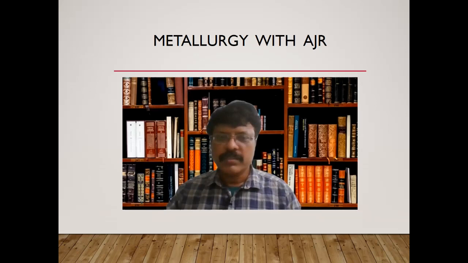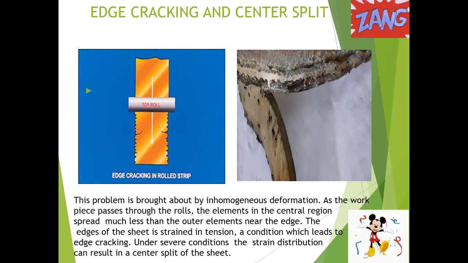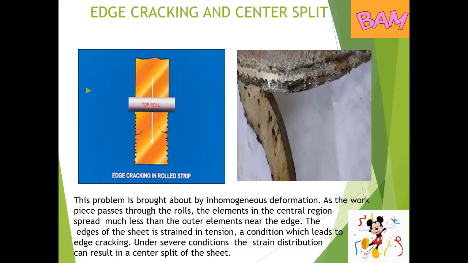Here I am going to discuss the various rolling defects which occur in the rolling process. Edge cracking and center split. This problem is brought about by inhomogeneous deformation. As the workpiece passes through the rolls, the elements in the central region spread much less than the outer elements near the edge. The edges of the sheet are strained in tension, a condition which leads to edge cracking. Under severe conditions, the strain distribution can result in a center split of the sheet.